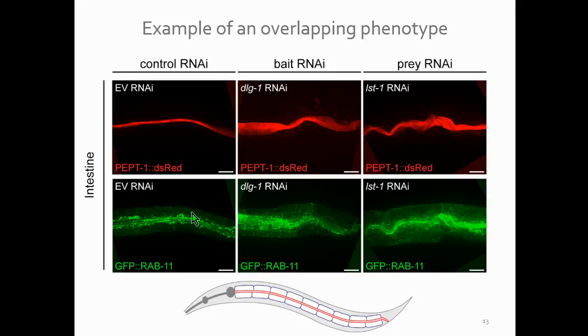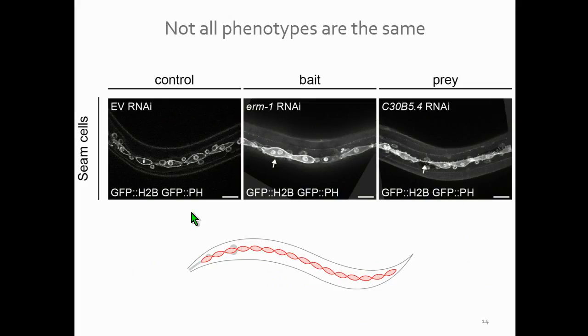RAB-11 GFP. But not all phenotypes are always overlapping very nicely, so we have quite a few cases where RNAi against 2 interaction partners affects the same tissue or process, but in distinct ways. So for example, inactivating ERM-1, we occasionally get multinucleated seam cells, and if we inactivate this uncharacterized interaction partner, we get a sort of spiky appearance of the network in these gap-like structures between seam cells. But nevertheless, the fact that they affect the same process is an indication that these interactions are physiologically relevant.